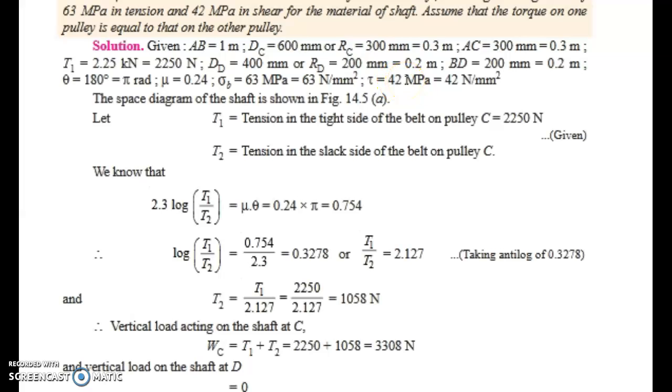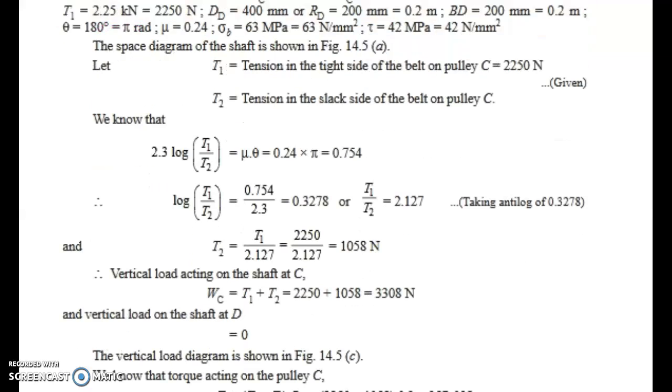Now we can go for the calculation. What are T1 and T2? These are the two tensions on the pulley C. T1 is the tight side tension at the pulley C and T2 is the slack side tension at pulley C. The tight side tension is given as 2250 Newton. Now we can find the tension at the slack side. How can we find it? Using this equation, 2.3 log T1 by T2 is equal to mu theta.